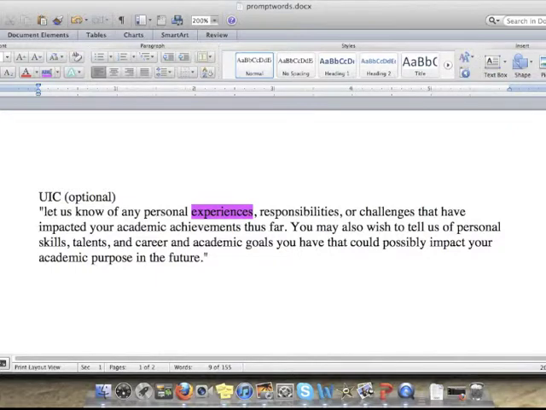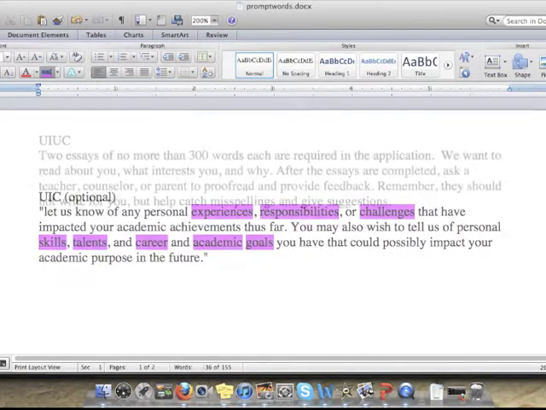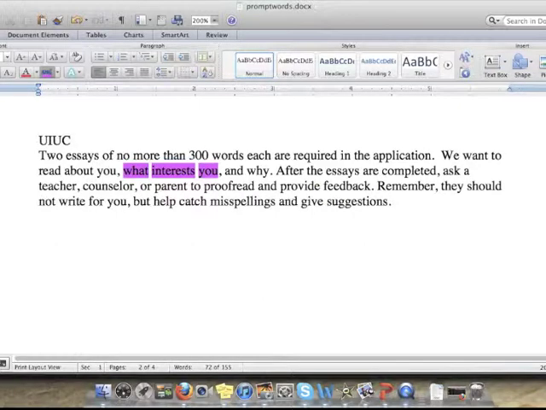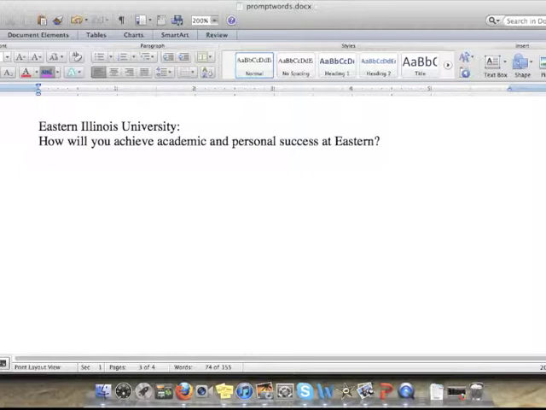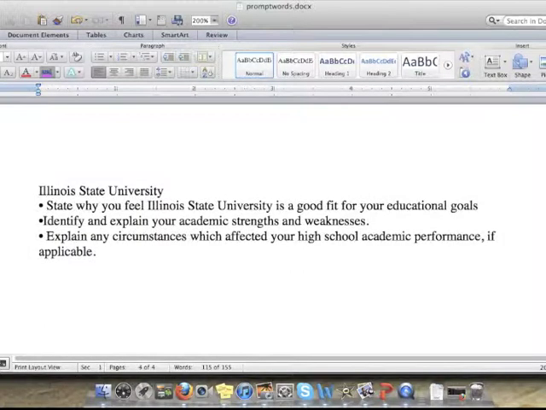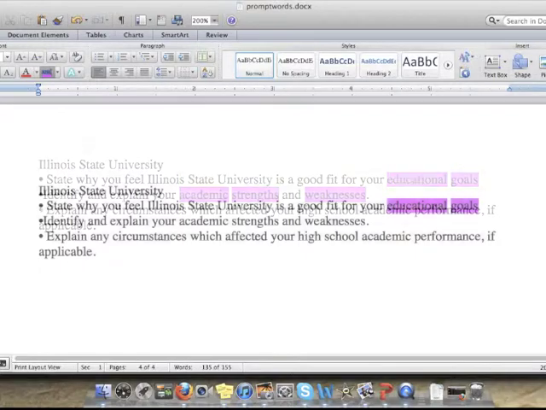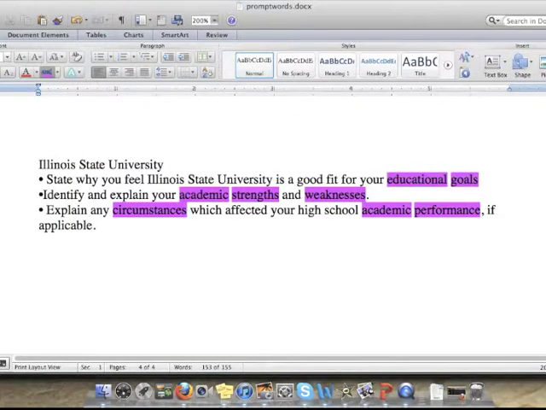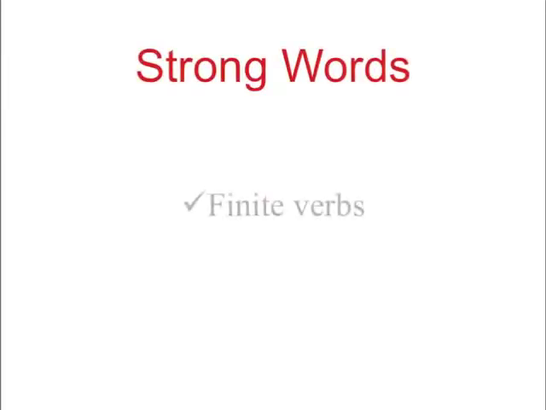Highlighting key terms helps students respond to each prompt's particular language. Responding to the prompt helps us use language emphasizing specific experiences, skills, and goals. But it's also important to use interesting words. Using strong words will help make your distinct personality jump off the page and into college. The best strong words are finite verbs in the active voice. Here is a list of strong words.